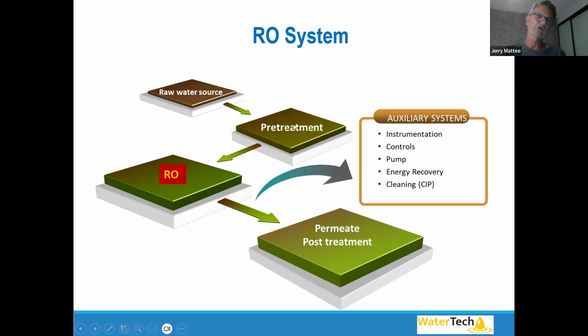Pre-treatment is really important. We're going to talk a bit about that because pre-treatment protects our RO, but we're going to concentrate mostly here. Also, there's post-treatment. Permeate is the name for the purified water that goes through our membranes. In some cases, there's additional treatment done after the RO, where we might add lime to raise the pH. You can add corrosion inhibitors for your distribution system, etc. But we're going to focus right here mostly.